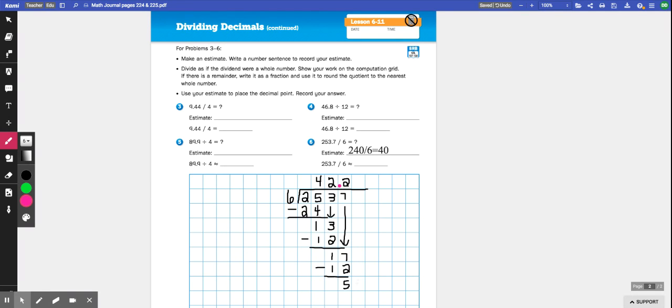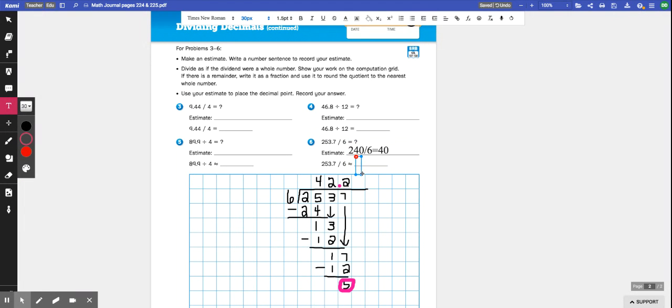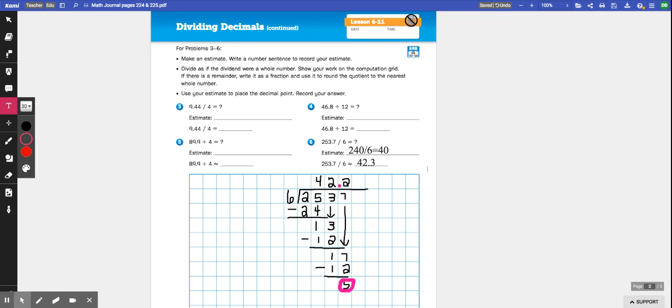Now this 5 is really going to tell me how to round this number. The 5 is going to tell me that this 2 is going to bump up to a 3. So when I write my answer, it won't be 42 and 2 tenths. It's going to be 42 and 3 tenths because, again, that 5 bumped this 2 up to a 3. Okay, so that's how you solve for problem number 6.